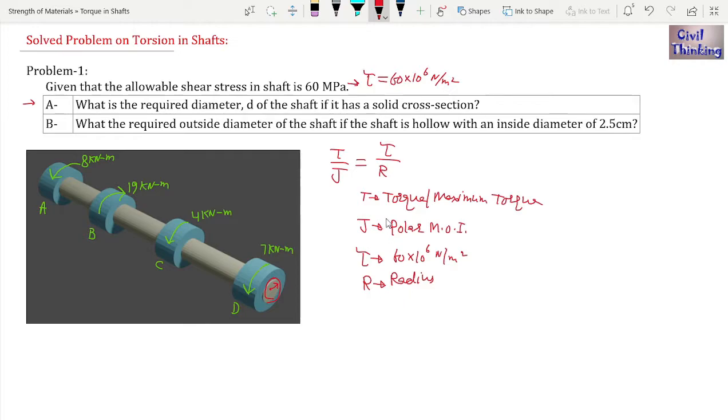What we are going to do is first find the radius, because we have to find the diameter D. We know the radius is half of the diameter, or we can also find the equation of diameter D. Now this torque, we will find using the torque distribution diagram, TDD.